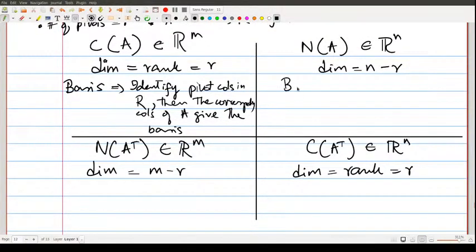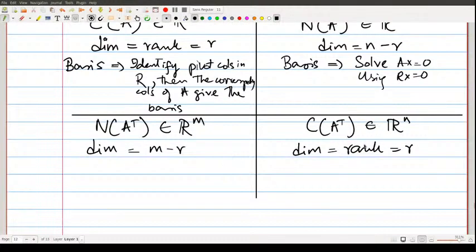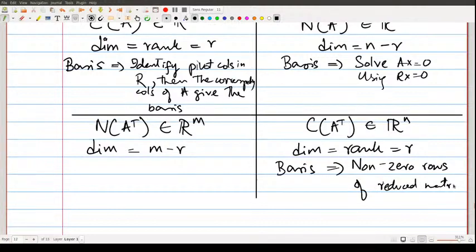What about the basis for the null space? You solve Ax equals 0 using Rx equals 0. You already have it in reduced form, so you solve it, find the special solutions, and then you have the basis. What about the row space? The basis for the row space was also easy. We take the non-zero rows of the reduced matrix R and transpose them so they are column vectors, because for a basis you want column vectors.